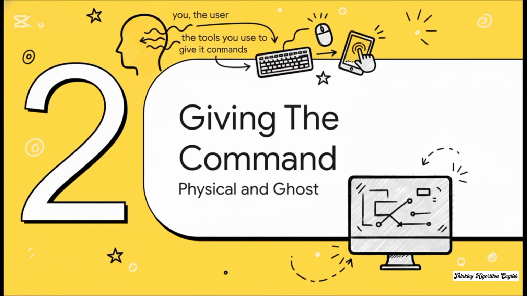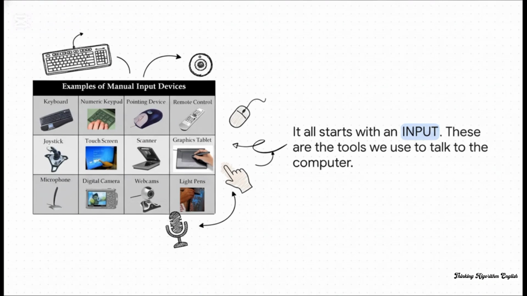So, let's start at the beginning. How do we, as humans, even talk to this machine? Our journey begins with the very first step, giving it a command. Your keyboard, your mouse, that microphone, a webcam, these are all input devices. They're the physical tools, the hardware, that act as a bridge. They translate your real-world actions, like a click or a key press or the sound of your voice, into a signal the computer can actually understand.